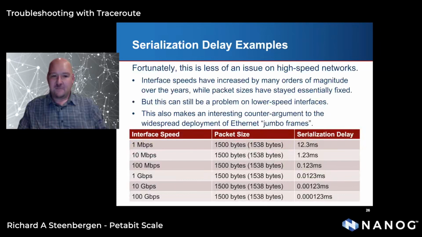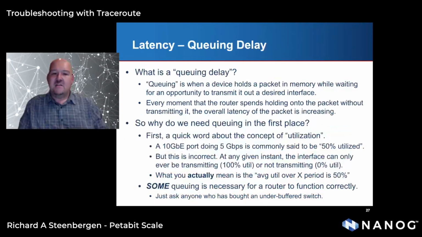So the next thing that comes up is queuing delay. So what do I mean by queuing delay? Queuing is any time the device is holding the packet in memory, waiting for an opportunity to transmit it. So every moment that a router is holding onto a packet without transmitting it, the overall latency is going up. Why do we need queuing in the first place?